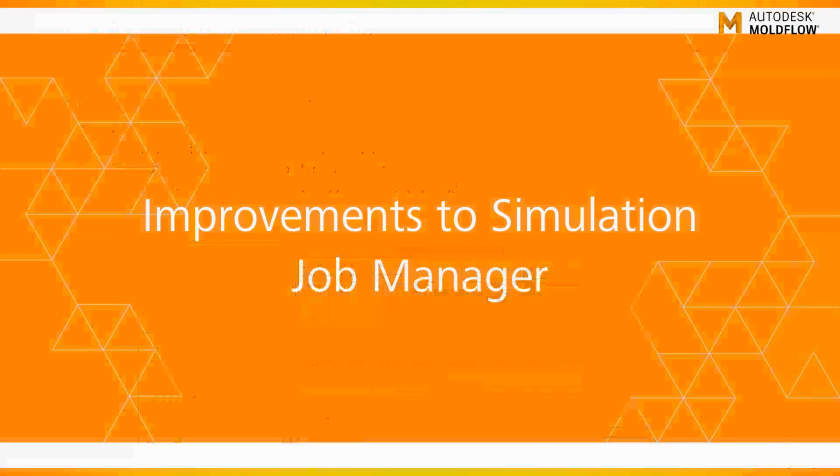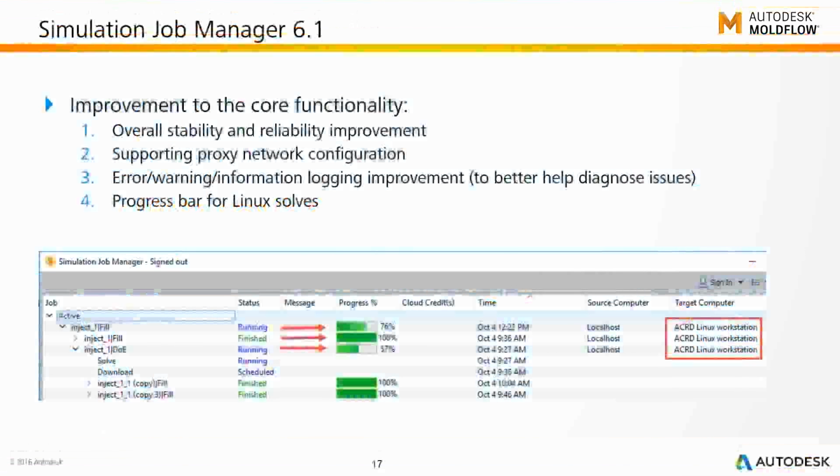So we also made some improvements to the job manager. First of all, we made some improvements in the core stability of the product. Overall, we see a drastic improvement in the success rate of the job manager transferring the results back.